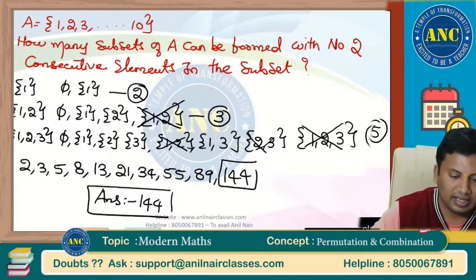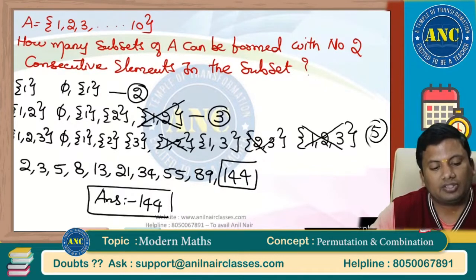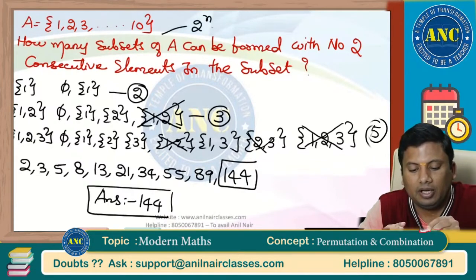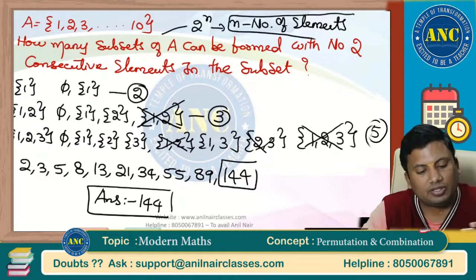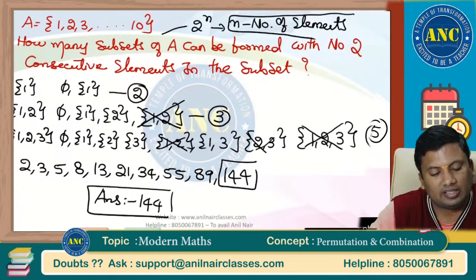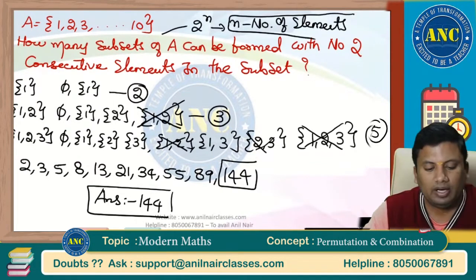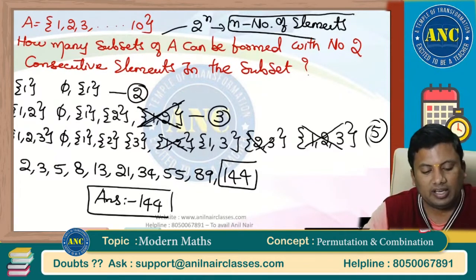The idea is clear, right? I hope the idea is clear. 1 means one element is there. How many subsets can be formed? 2 power n, where n is the number of elements. So for 5 and 1, 2 cases. 1 comma 2, 2 elements are there. 2 square is 4. No element, single element and 2 elements. No 2 consecutive elements, so 1 comma 2 is eliminated.